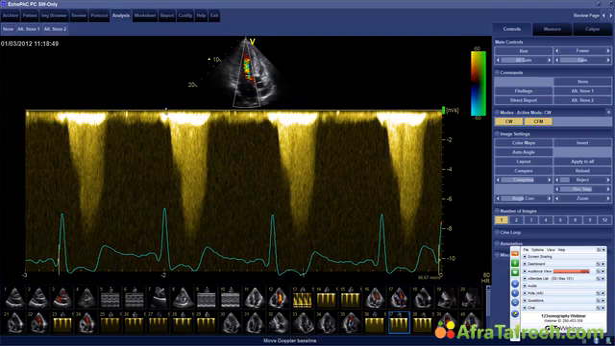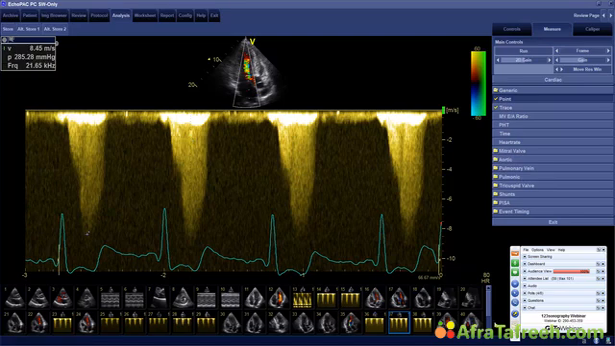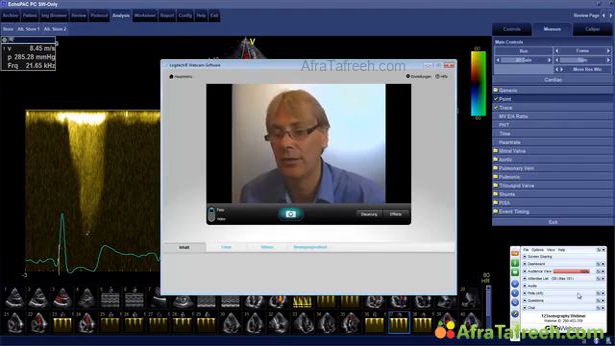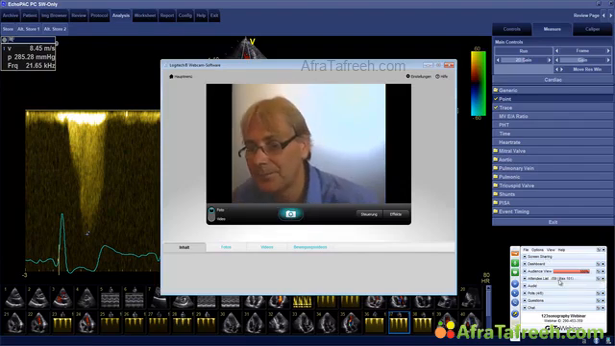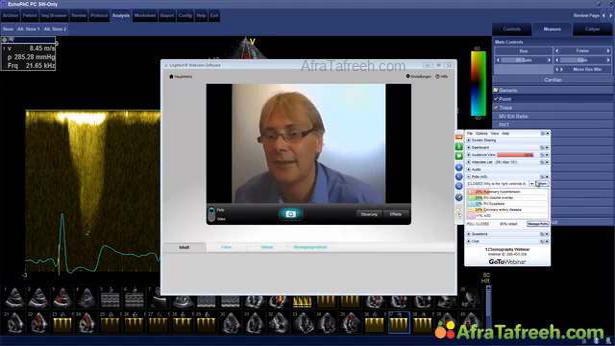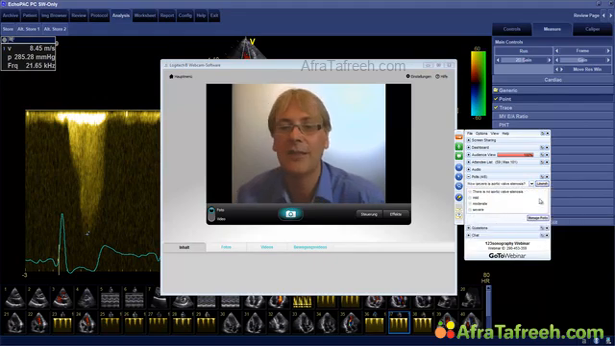Take a look at this. Now this is almost 8 meters per second. Pooh, this is pretty much. So let me see if you can answer the following question. How severe is aortic stenosis?